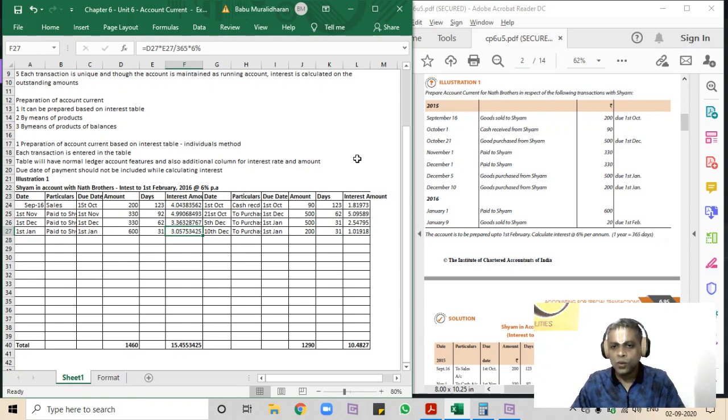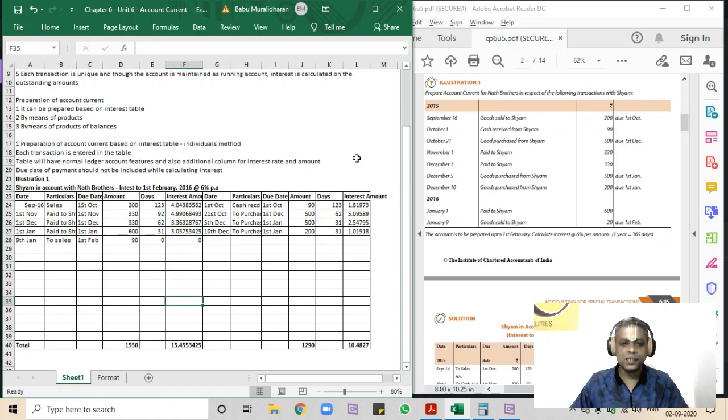So goods again on 9th January, sales, which is due on 1st February. Amount is 90 rupees. There is no need to calculate interest here because we are preparing it only on 1st February and it is due only on 1st February. So there is no need to calculate any interest for this transaction.